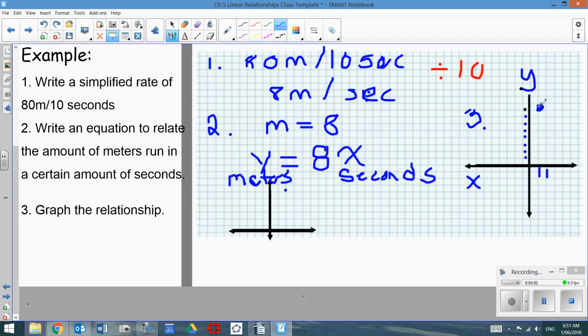If I don't run at all, though, then I've run 0 meters. So here's my point on the origin. And what winds up happening is I have a straight line between 0, 0 and 1, 8. So I cross through the origin, and this makes a direct proportion.